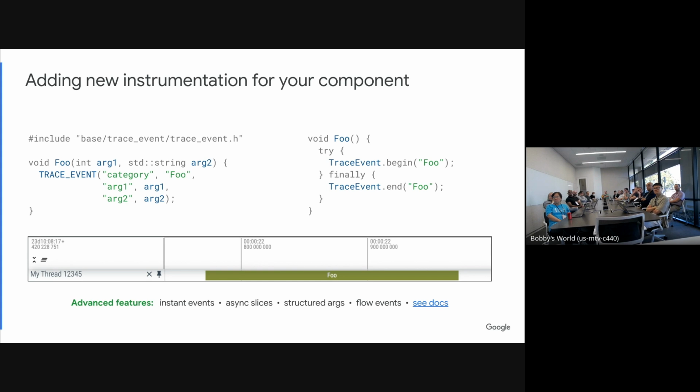The Perfetto documentation is quite extensive on this. It's not really Chrome specific. These features, you can build them into any application that likes to trace.